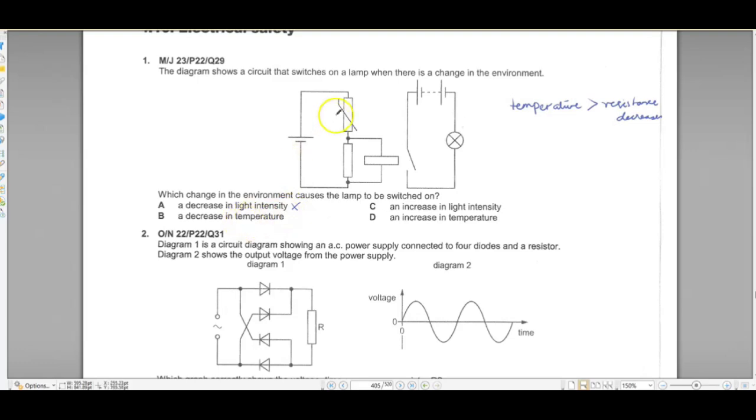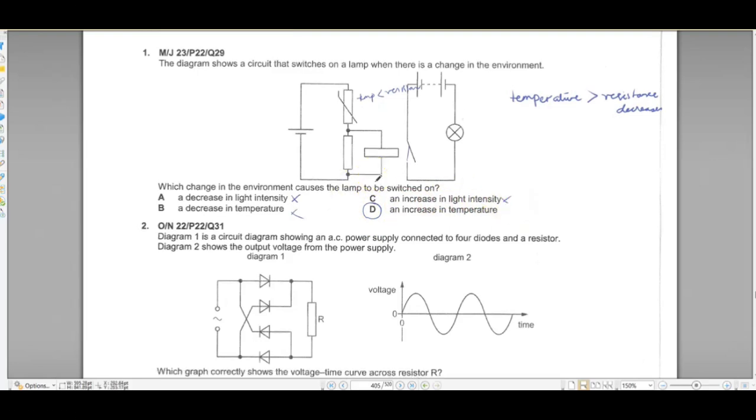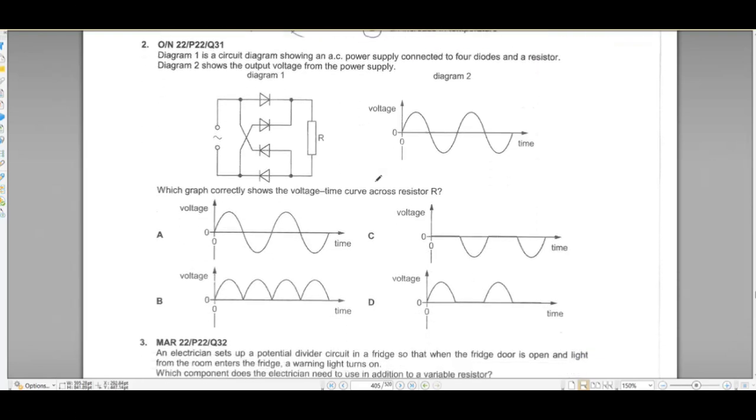A decrease in temperature, if the temperature is going to decrease, the resistance is going to increase. And if the resistance of this increases, the resistance of this is going to decrease, and this is not going to help light this bulb. Okay? So this is not correct. An increase in the light intensity isn't working here, so the answer is an increase in the temperature. Okay. Moving on to question number 2.